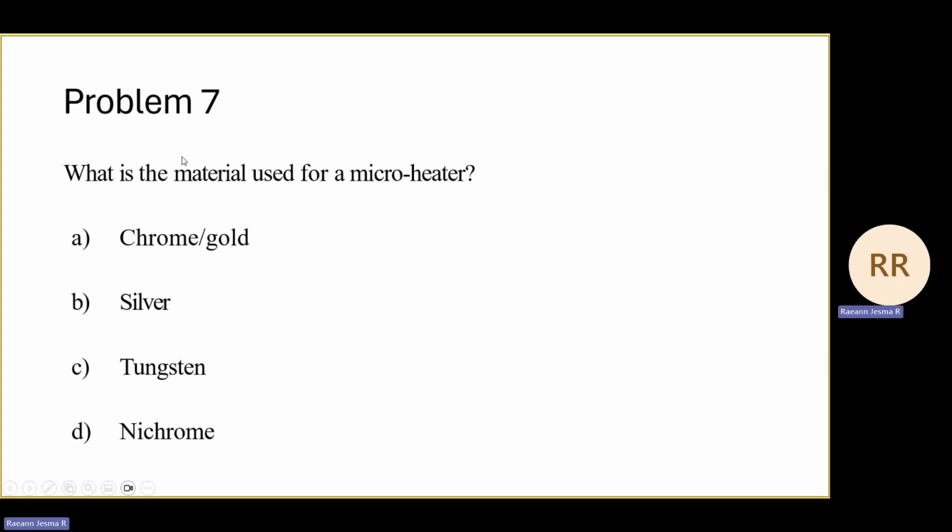Next, we'll move on to problem 7. What is the material that is used for a micro heater? Option A, chrome gold. Option B, silver. Option C, tungsten. Option D, nichrome. So what is a micro heater?